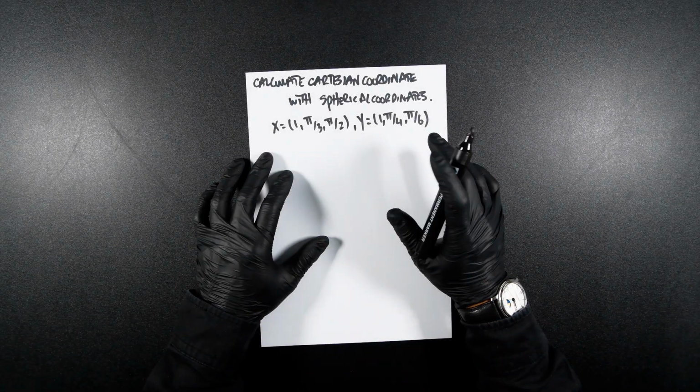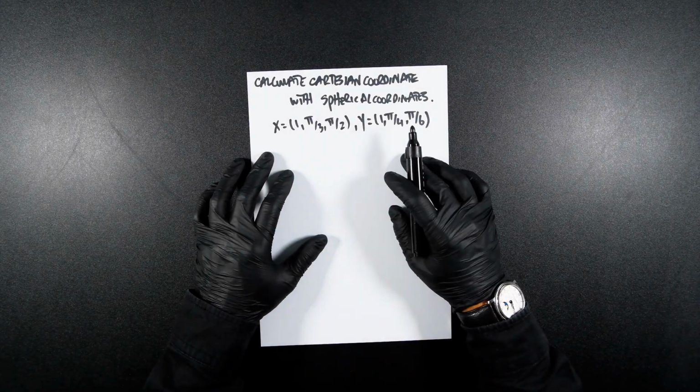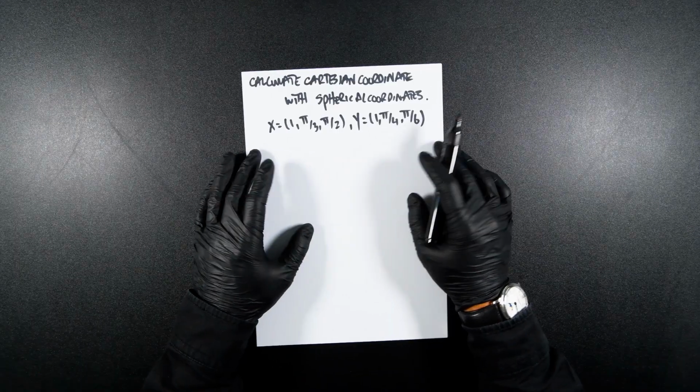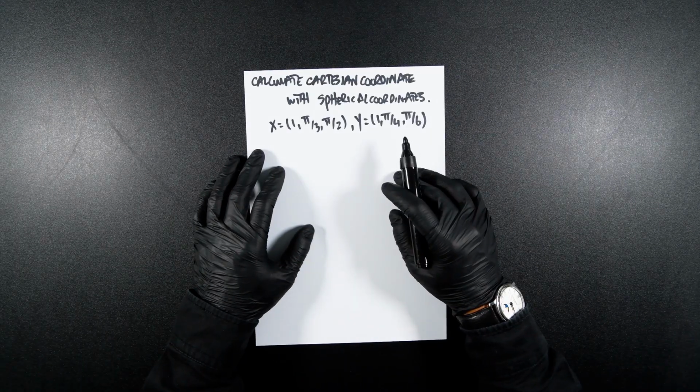You ask your mum to buy some Cartesian coordinates and she says you've got them at home. When you get home, you find out they're actually spherical. I'm going to show you how to change that up.